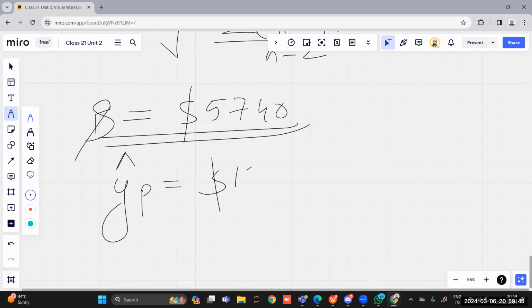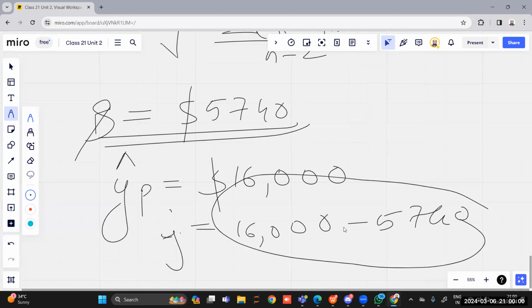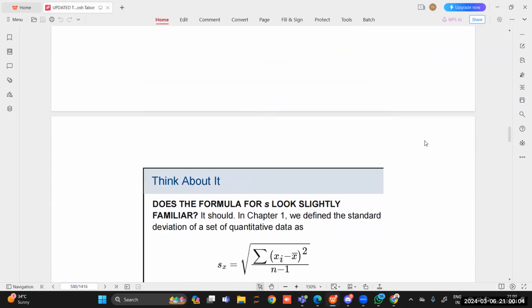We have to square the output, everything. He has predicted 16,000, so our actual price will be 16,000 minus 5740. So it will have a difference of around $6,000. So it's a great difference.